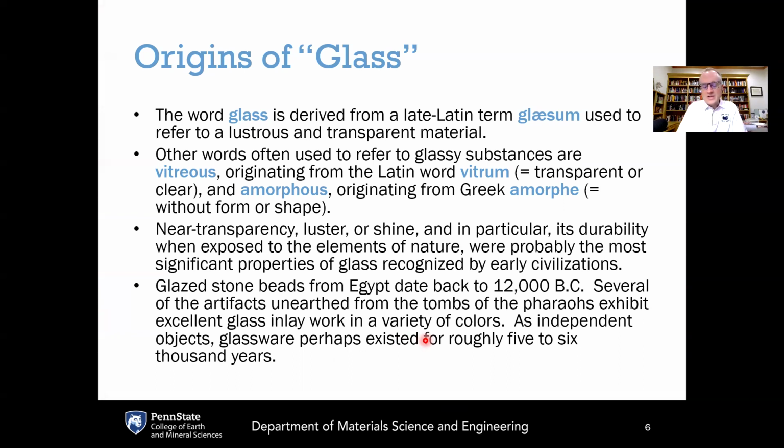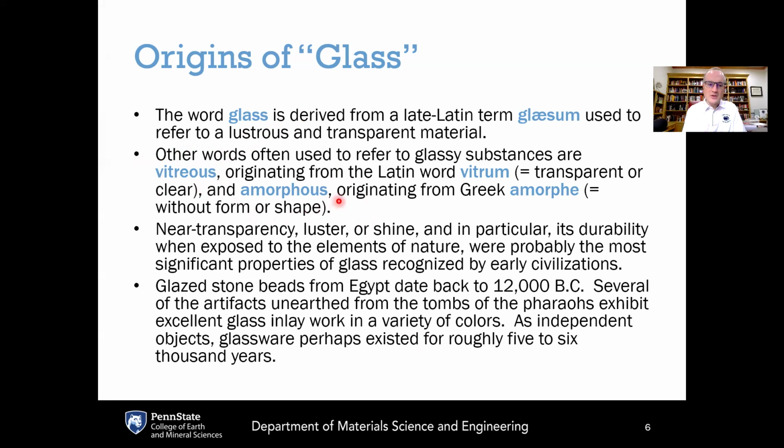So the word glass is derived from the late Latin term glacium, and this is used to refer to a lustrous or a transparent material. So this idea of the optical transparency and the optical beauty of glass, it's built into the name based on its etymology here, going back to Latin. Glass is not the only word that is used to describe glassy materials. Another word that is synonymous with glassy is vitreous. Vitreous also comes from Latin. It comes from the Latin word vitrum, which means transparent or clear. So again, going back to optical transparency.